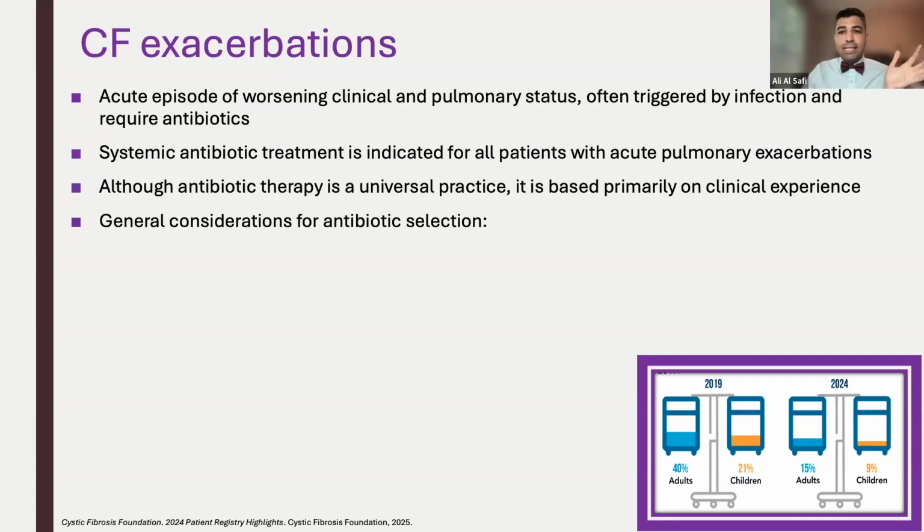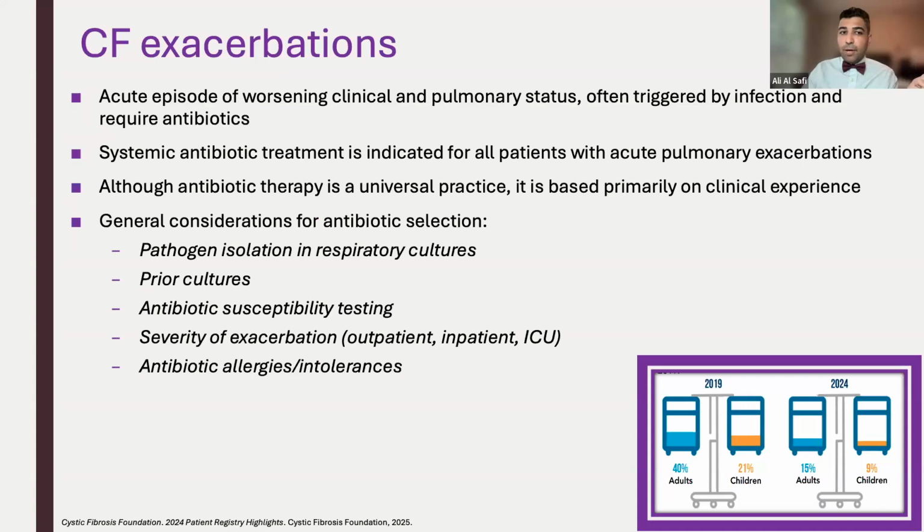So, how do we select the appropriate antibiotics for each infection? There are certain things to consider, like the pathogen isolated in cultures, prior cultures, antibiotic susceptibility testing, and the severity of exacerbation. Also, another thing we have to keep in mind is antibiotic allergies and intolerances, which limit our options in a lot of cases.